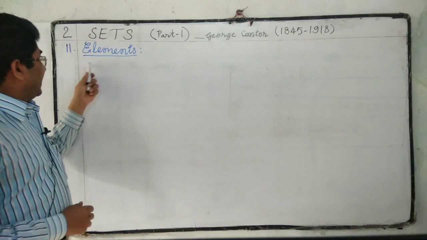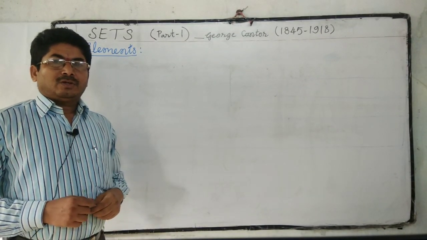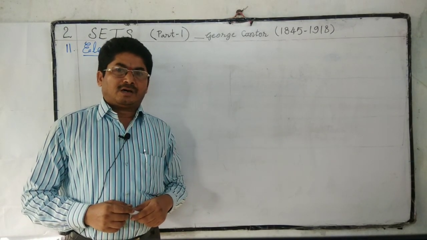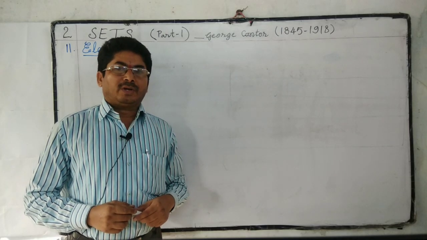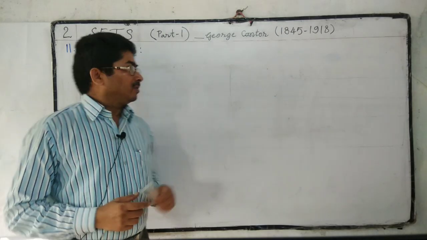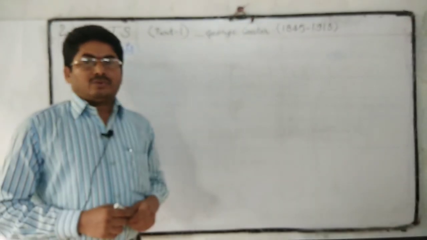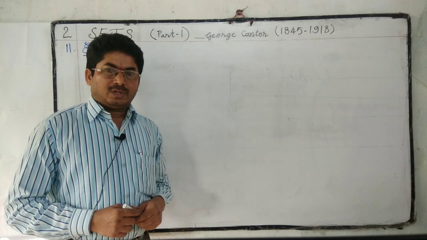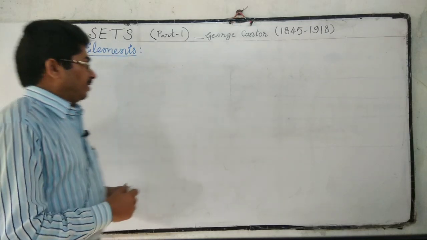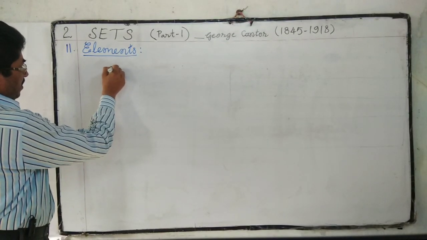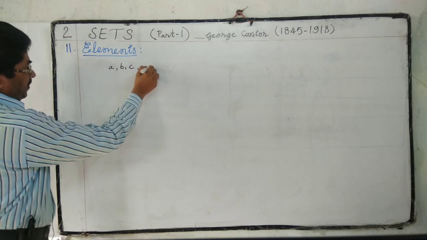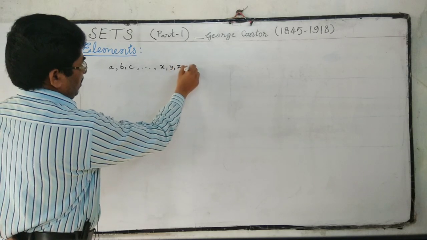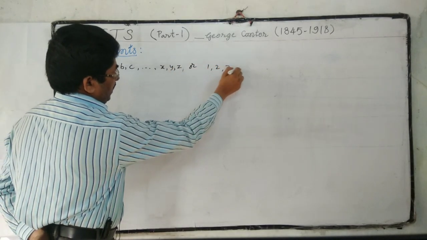Next, elements. What are elements? The numbers or items or ideas or objects or things written in a set are called elements. Usually, elements are denoted by small letters like a, b, c, x, y, z, or numbers 1, 2, 3, and so on.